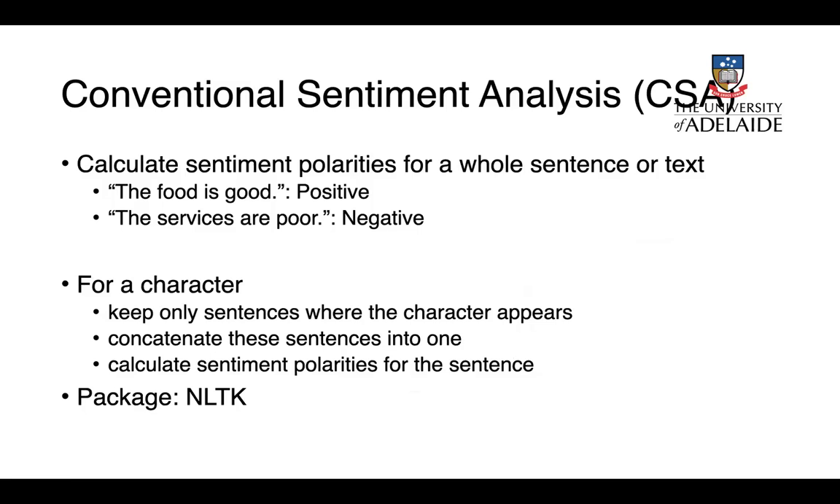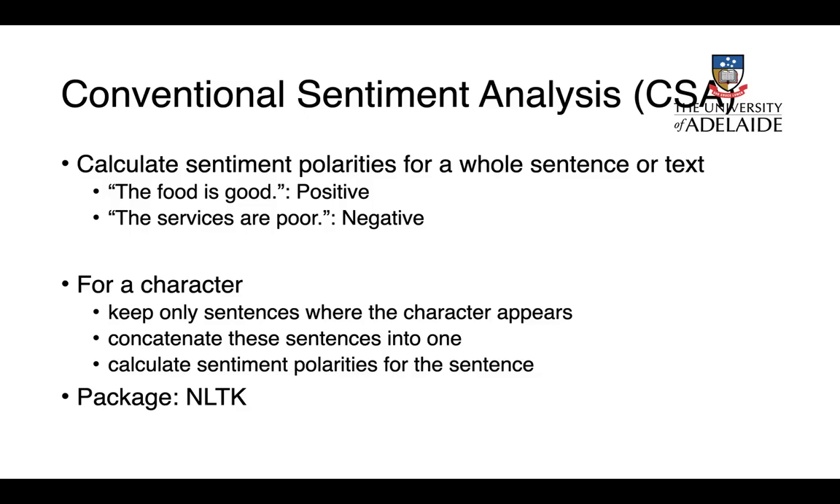And the second method is conventional sentiment analysis, CSA. It calculates sentiment polarities for a whole sentence or block of text. For example, if the sentence is "the food is good," then the sentiment polarity should be positive. And if the sentence is "the services are poor," then the sentiment should be negative.